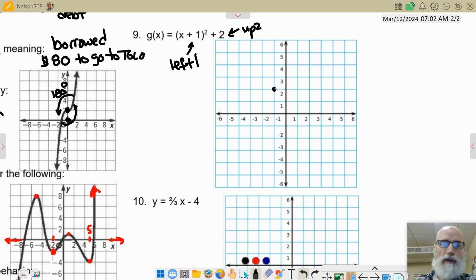So my parabola doesn't have any kind of vertical stretch on it. A parabola goes over 1, up by 1. Then it goes over by 2 and it goes up by 4. 1, 2, 3, 4.